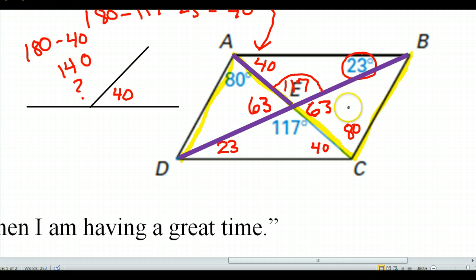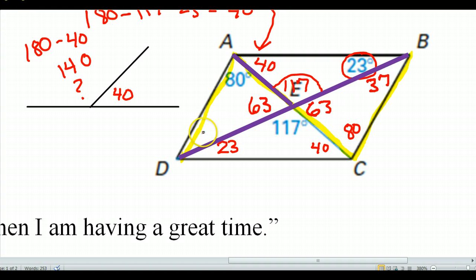Subtracting from 180 again. At this point, we have two angles in the triangle. We could subtract from 180 to find the last angle. Can you do that? What's the answer? 37. Can we all agree that this final angle is going to be 37 by subtracting from 180? Okay, did I lose anybody?